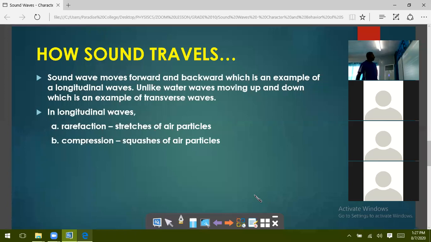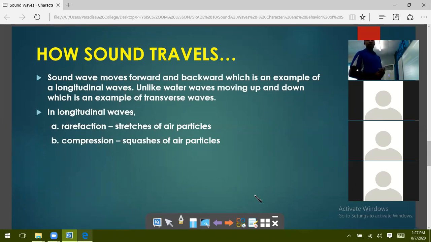Now, how does a sound wave move? Sound wave moves forward and backward, which is an example of a wave. Do you remember those two types of waves? I'm talking about the first point here. Sound wave moves forward and backward, which is an example of a longitudinal wave.